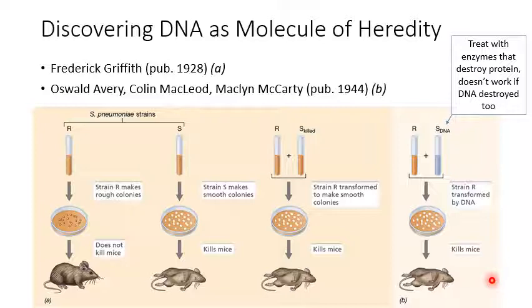But when you take the DNA from the S cells and put that with the R cells, then they become smooth in their appearance and they kill mice. So this follow-up experiment proved that DNA is the molecule of heredity. DNA is the molecule that's transferring information from the S strain to the R strain that makes that R strain toxic.